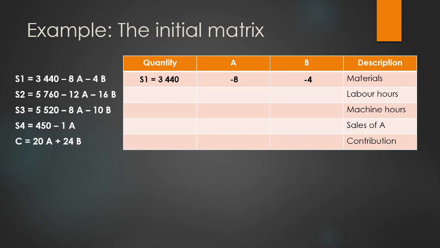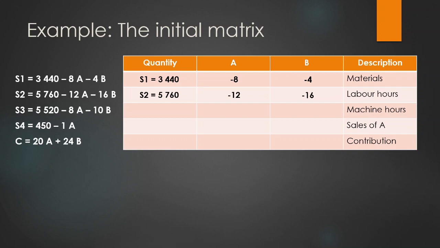We can now apply the same logic to labor, and we get S2 is equal to 5,760 in the quantity column. We get -12 in column A and -16 in column B. Now pause the video and try the next 2 constraints on your own.